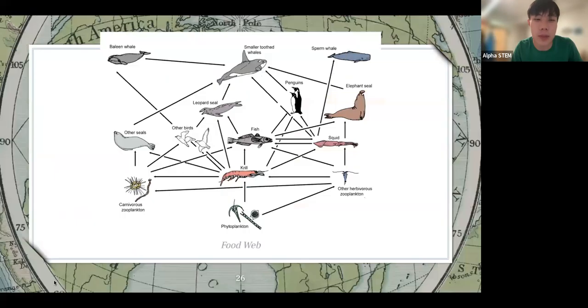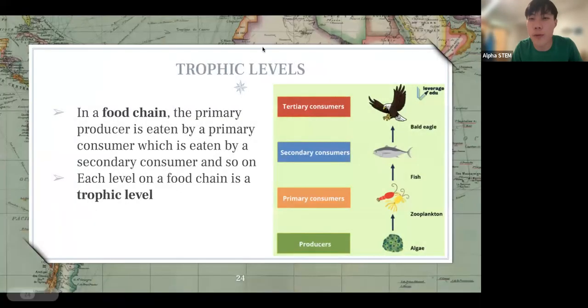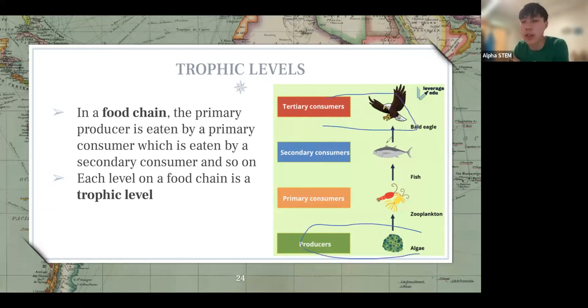And this helps explain why there are so many plants and so few tertiary consumers, or top level consumers. That's because there's just more energy at the bottom of the pyramid. We're closer to the source of the energy, basically, which is the sun.